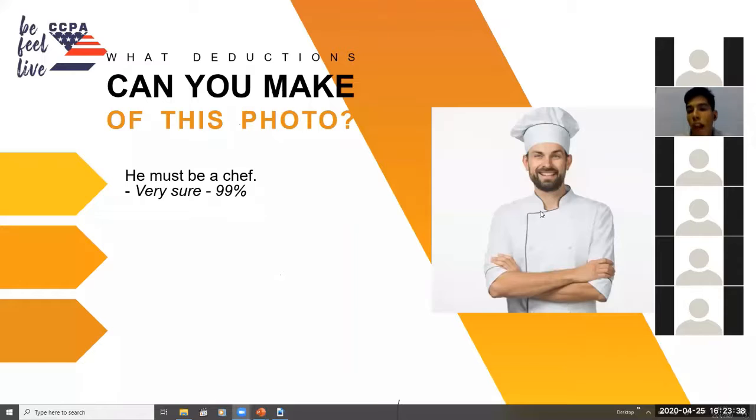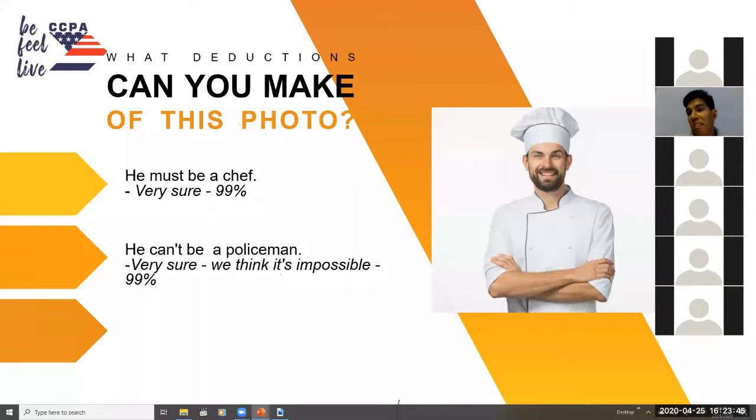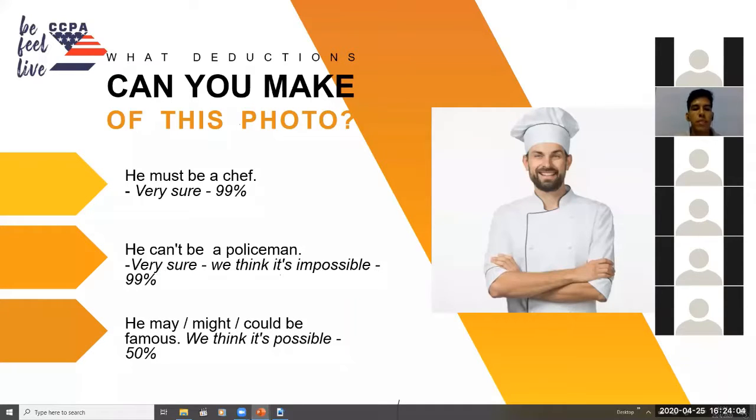So he must be a chef by taking a look at what he's wearing, or he can be an actor too, right? Maybe we don't know 100% that he is a chef. So he can be an actor wearing a chef's clothes. So he can't be a policeman, right? And we are very sure, we think it's impossible, 99%. And he may, might, or could be famous. We think it's a possibility, there is a chance, and it's 50% sure, right?